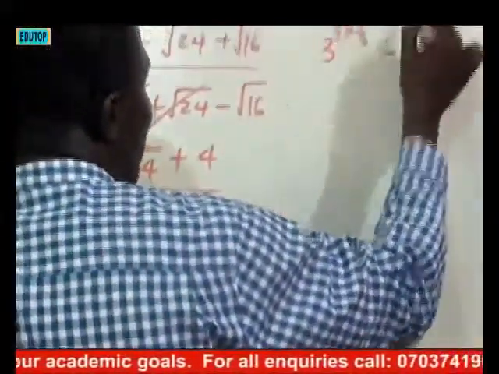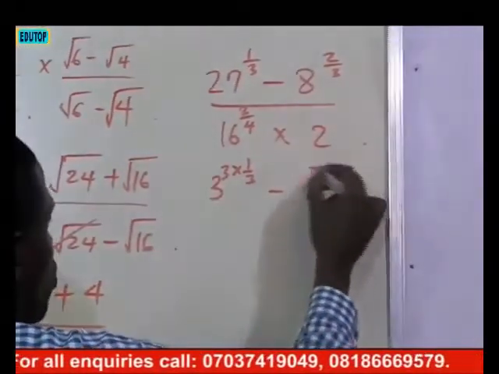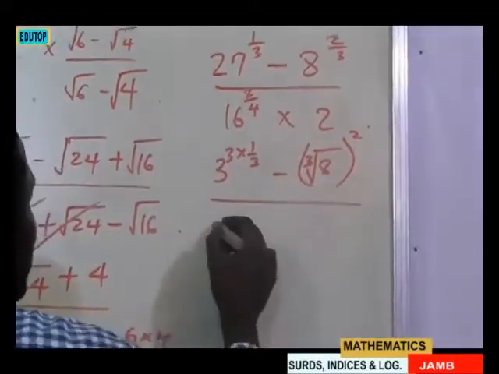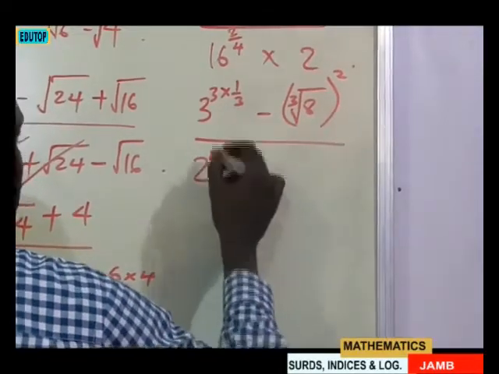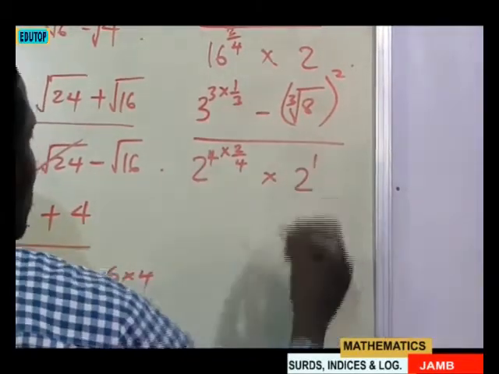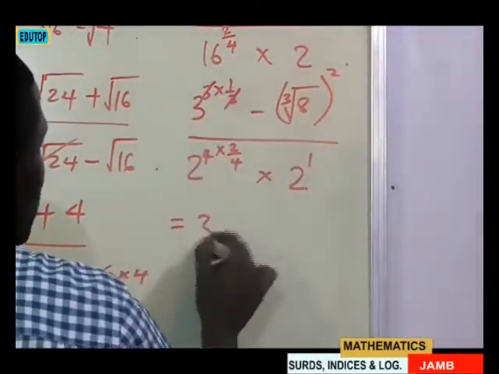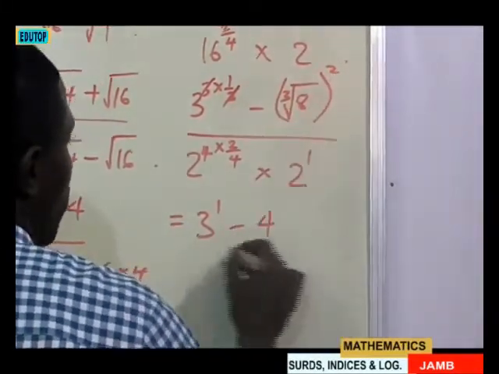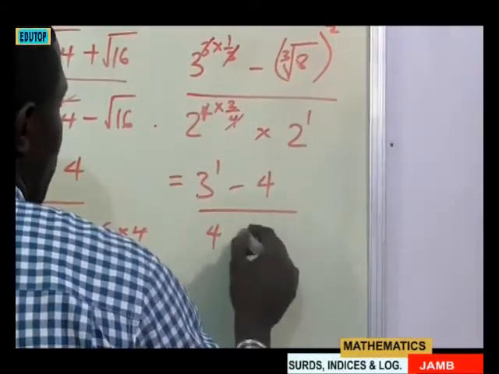So in this situation, 27 is 3 raised to the power 3 times 1 over 3, minus, this one can be written as the cube root of 8 raised to the power 2. That's what it means. Then this one can be written as 2 raised to the power 4 times 2 over 4, because 2 raised to the power 4 is 16, times 2 raised to the power 1, because 2 raised to the power 1 is also 2. So these 3s cancel. I have 3 raised to the power 1. The cube root of 8 is 2, 2 squared is 4. Over this, the 4 cancels, and I have 2 raised to the power 1, which is 4 times 2.